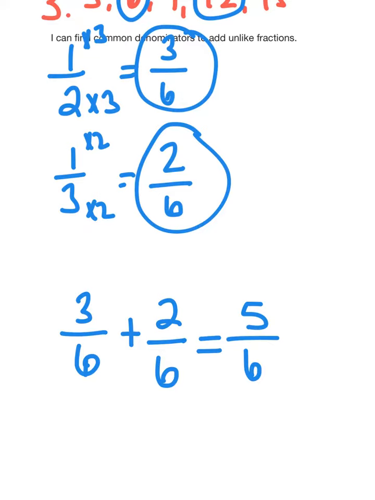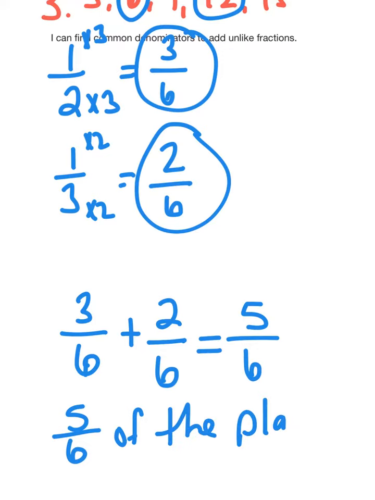So going back to the original question: what fraction of the plank is painted red and green? I can say 5/6 of the plank is painted red and green. And that is how you add unlike fractions.